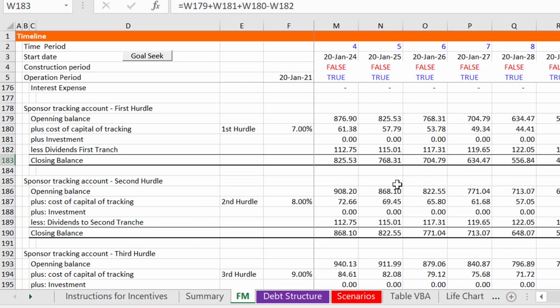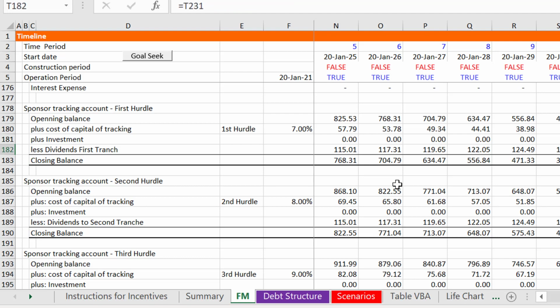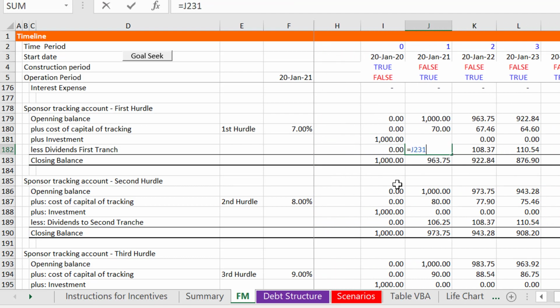And then here we get to a point where the closing balance gets to zero, and it's kind of like an equity account, really. This is the dividends. This is the amount you invest, but we're putting this kind of cost of capital, and I call that a tracking account. Now, this is the key.